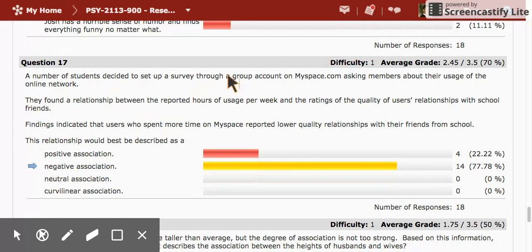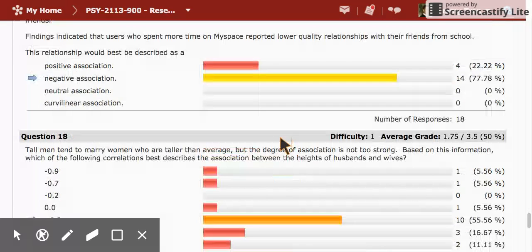The next question, decided to set up a survey on MySpace, reported hours of usage and raters of quality of users' relationship with school friends, indicated that those who spent more time on Facebook had a lower quality relationship with their friends from school. Best described as a negative association because they spent more time, so that's increasing, and they got lower quality relationships, so that's decreasing. So if you can imagine, John, that's the grid. You can see my mouse, the grid. Basically, as one number increases, the other one decreases, so the line is going down.